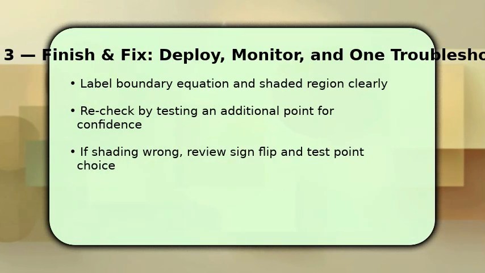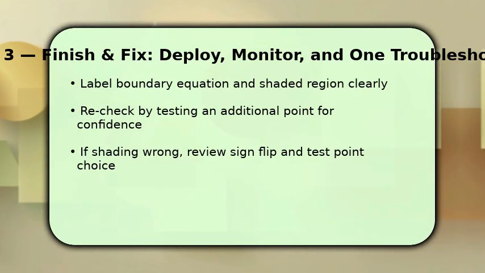Finish by clearly labeling the boundary with its equation and marking the shaded region so anyone can read your graph. Then double-check your work by testing one more point on the shaded side to confirm the inequality holds there.